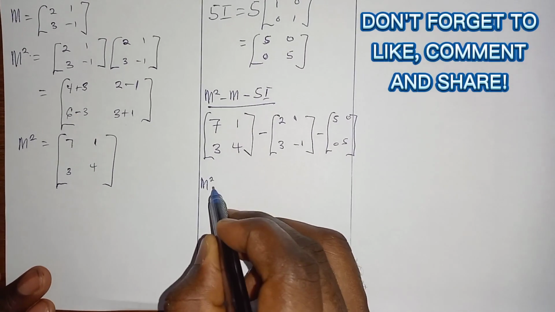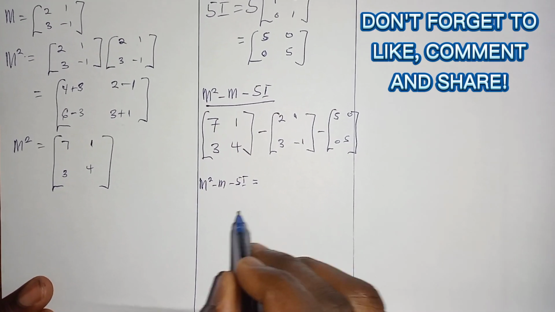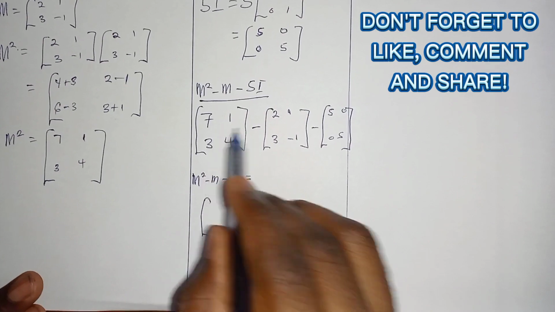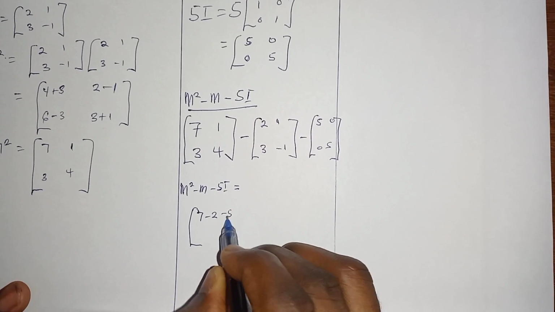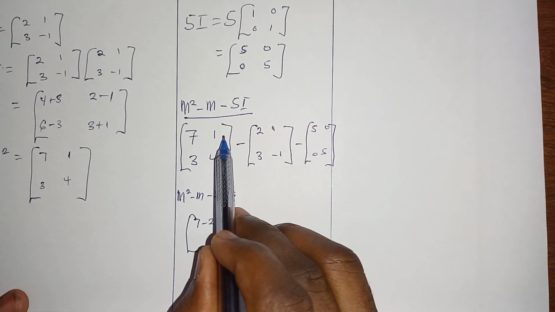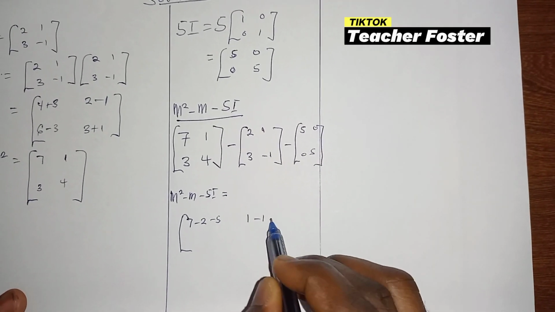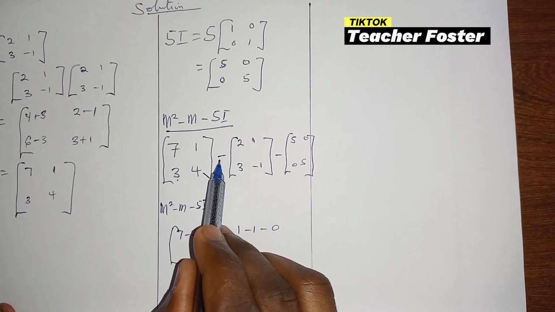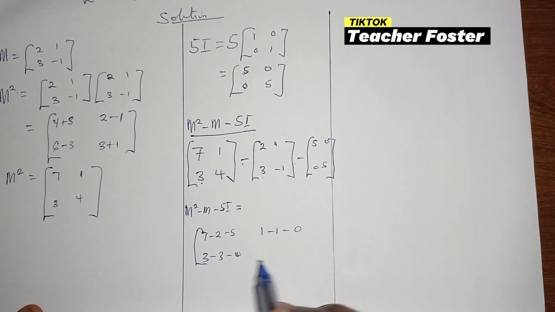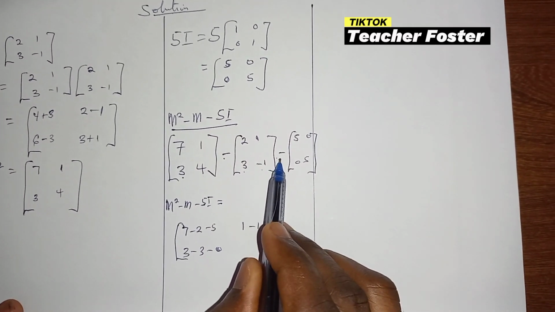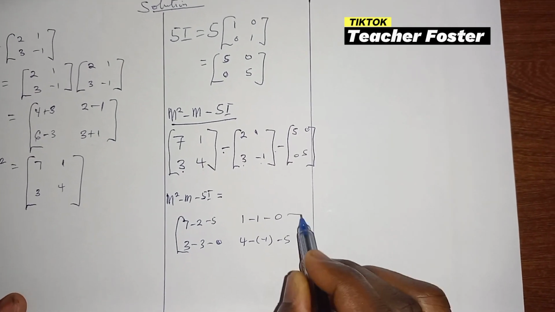So my M squared minus M minus 5I will now be equal to, taking the top part, 7 minus 2 minus 5. Then the second part, 1 minus 1 minus 0. Then the third part, 3 minus 3 minus 0. Then the last part, 4 minus negative 1 minus 5.